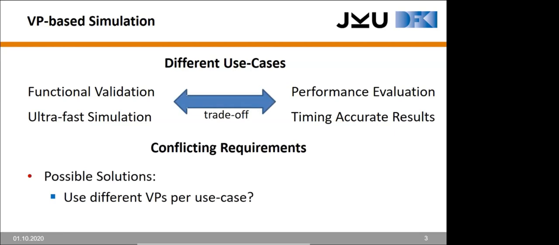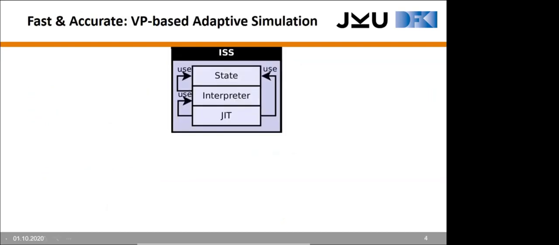To deal with this problem, a VP-based adaptive simulation can help by enabling to switch between a fast and accurate simulation setting at runtime on demand. In our paper, we present such an adaptive VP-based simulation for RISC-V-based systems. We focus on switching settings in the instruction set simulator, or in short ISS, of the VP. Therefore, we provide an interpreter-based setting as foundation for an accurate simulation and a JIT-based setting to achieve a very high simulation performance in the VP-based setting.